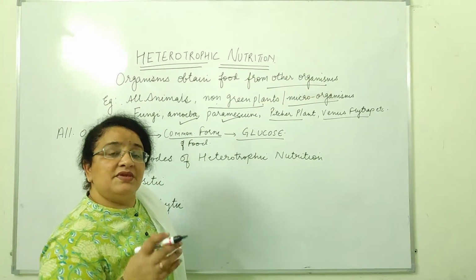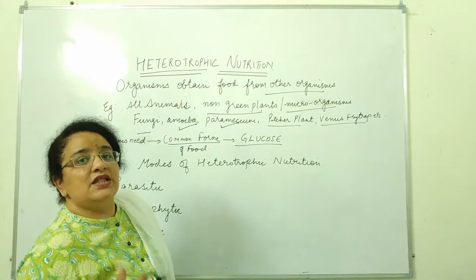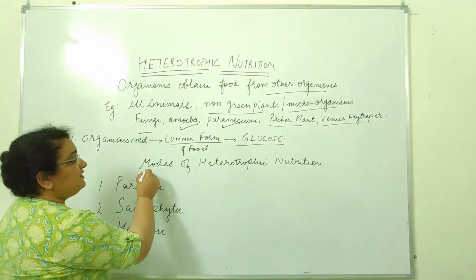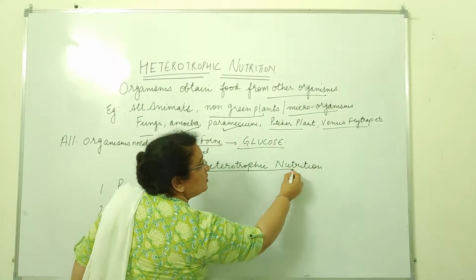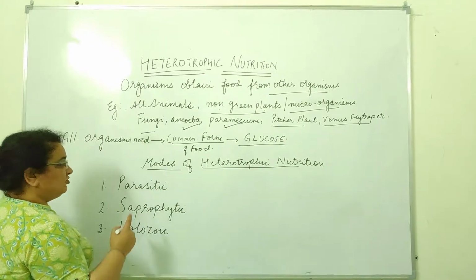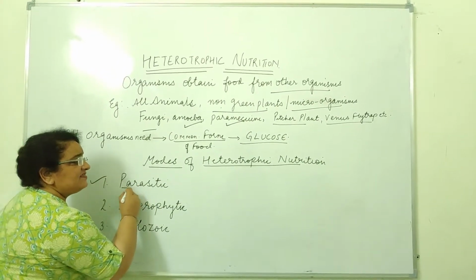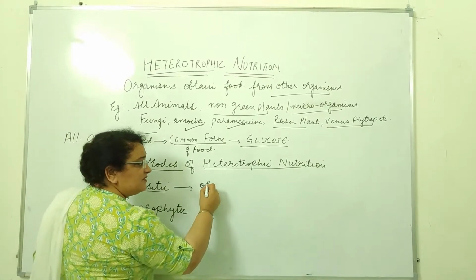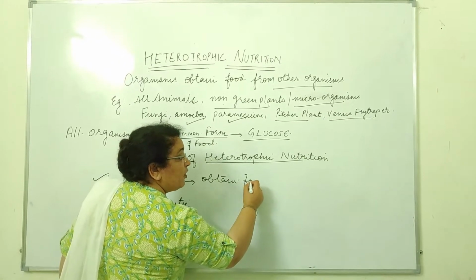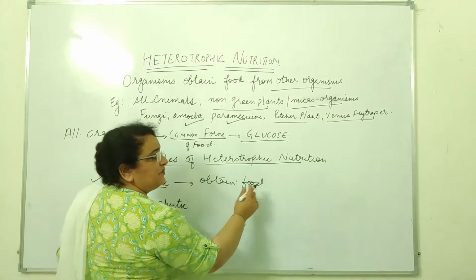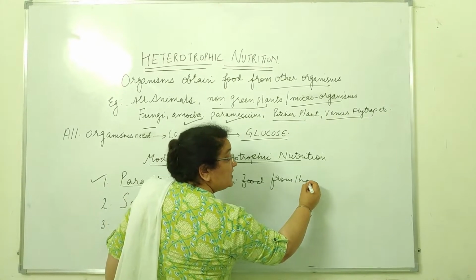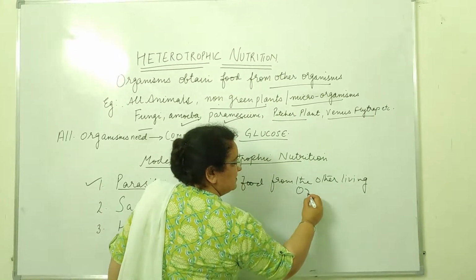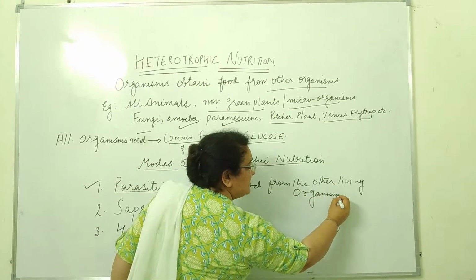Next, as we all know, all organisms need food in only one common form, that is glucose. But every organism cannot obtain food directly in the form of glucose, so they need to digest it. According to that, we have different modes of heterotrophic nutrition, and they are three types. One is the parasitic mode of nutrition. Parasitic mode means in which the organisms obtain food from other living organisms. And we'll be discussing it in detail.